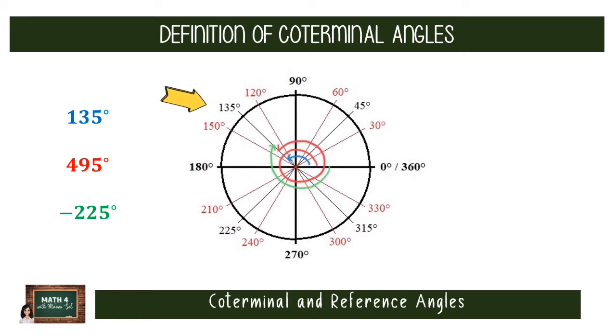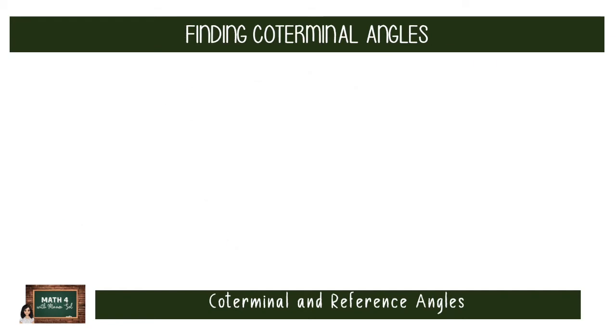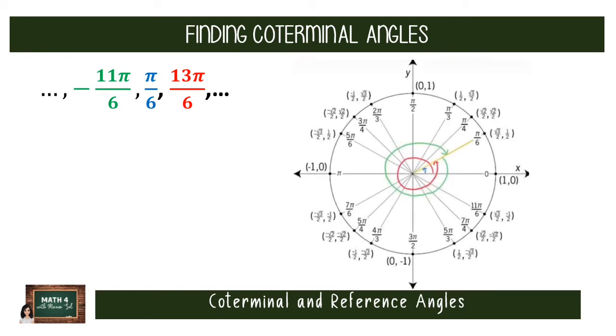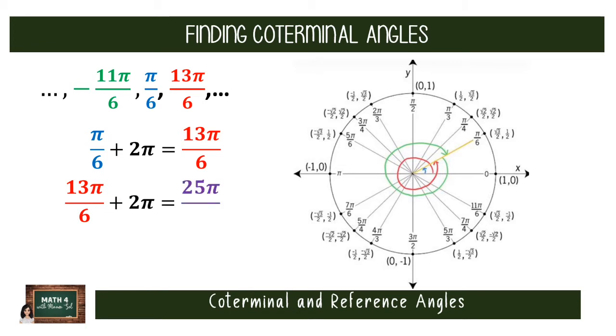Do you think there's a way for us to find angles that are coterminal with any given angle? Let's say that the given angle is pi over 6. How may we obtain the next positive angle to it, that is 13 pi over 6, the next positive coterminal angle to 13 pi over 6, and so on? Notice that to generate 13 pi over 6, we had to add one revolution, or 2 pi, to pi over 6. If we add another 2 pi to 13 pi over 6, we will obtain 25 pi over 6, which is also coterminal with pi over 6 and 13 pi over 6.